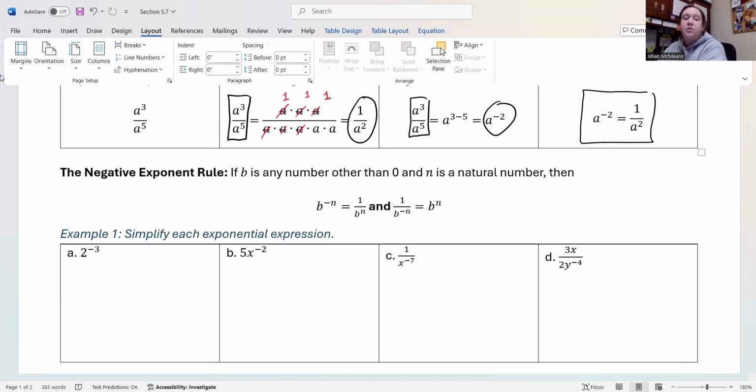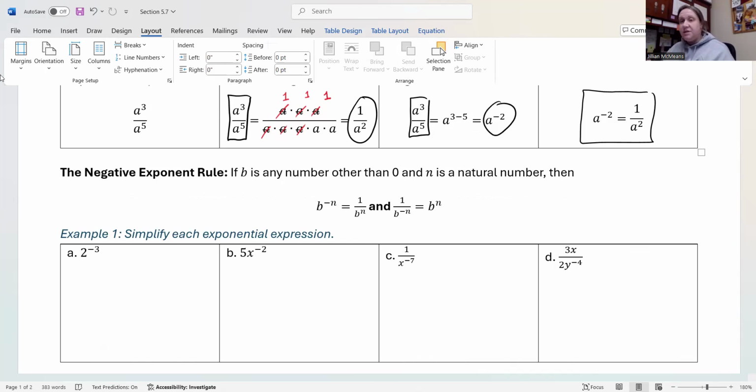So the negative exponent rule says if b is any number other than 0 and n is a natural number, then b to the negative n is equal to 1 over b to the n. Similarly, what if that b to the negative n is in a denominator? Well, that's fine. 1 over b to the negative n just becomes b to the positive n. So essentially, think of things that contain negative exponents as fractions. Whatever factor has the negative exponent just needs to trade places in the fraction, okay?